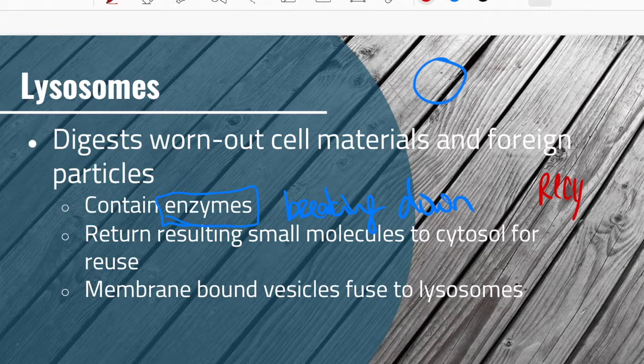We recycle so that we can reuse those materials. And sometimes membrane-bound vesicles fuse to lysosomes, and those lysosomes will insert enzymes into those membrane-bound vesicles to break things down so that you're getting rid of waste. Think of the lysosomes as like a digester. They digest old cell parts, old cell materials, or garbage disposal.